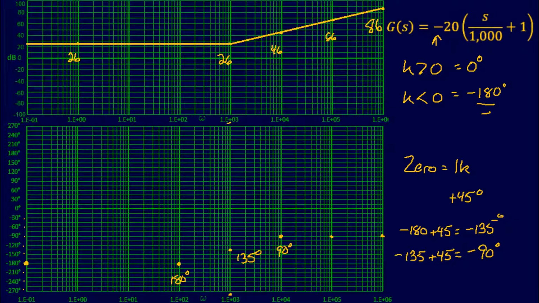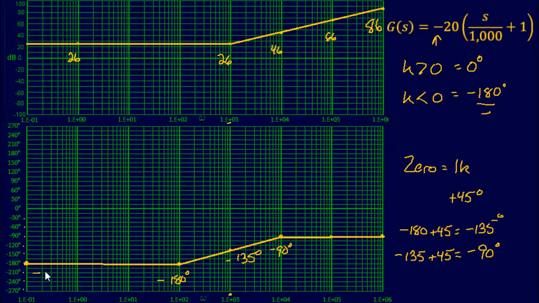So let's plot this out using our lines here. Start off at negative 180. Going to go right there. Then it's going to go up 90 degrees over 2 decades. And it's going to plateau since we have no more poles, no more zeros. There we go. That way you understand what I did there.